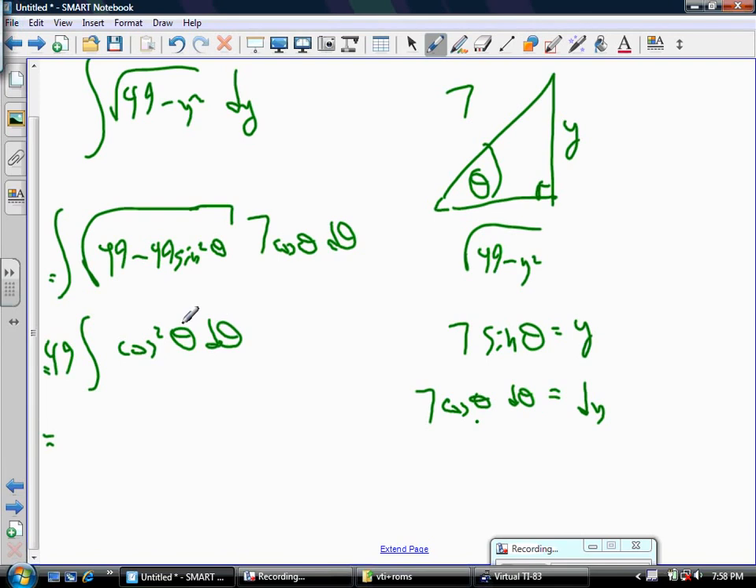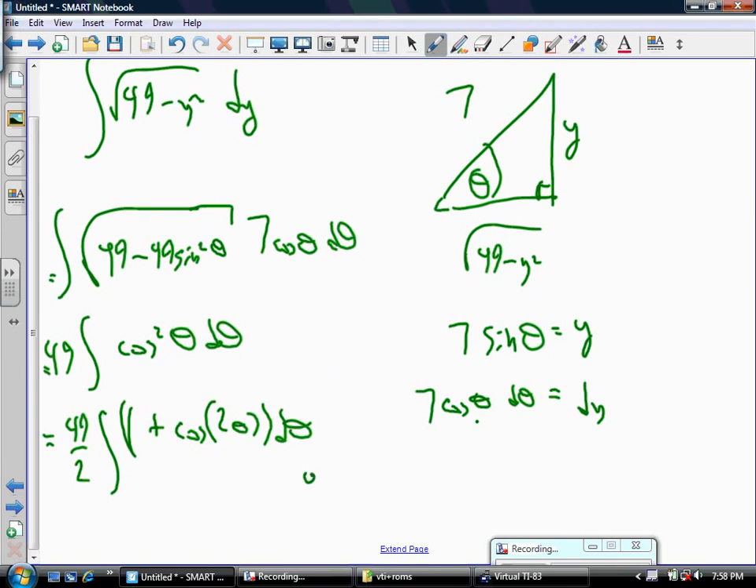No, we have a trig identity that makes cosine squared easy to integrate because there's no square. Remember the double angle formula we talked about? Cosine squared is 1 plus cosine 2 theta, over 2. I'm going to bring out the 1/2 with the 49, so 49 halves. Now we're integrating this, and that's nice because this is a u sub. Trig sub, u sub, a little of everything.